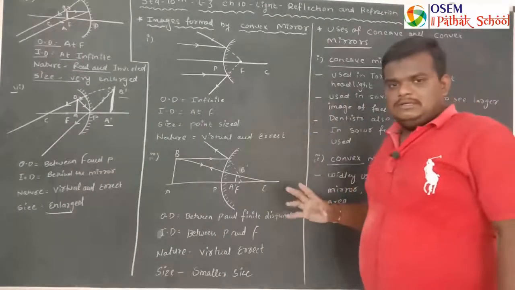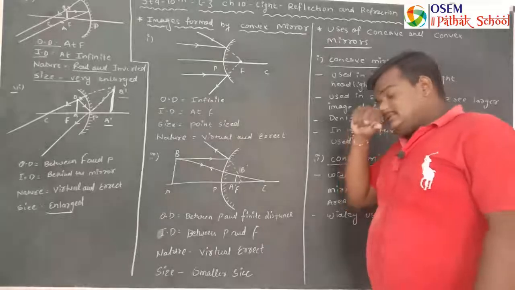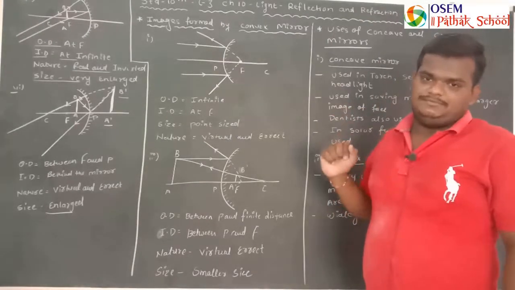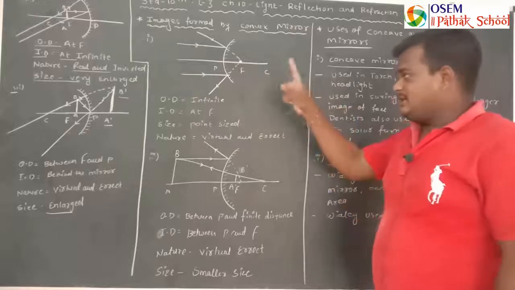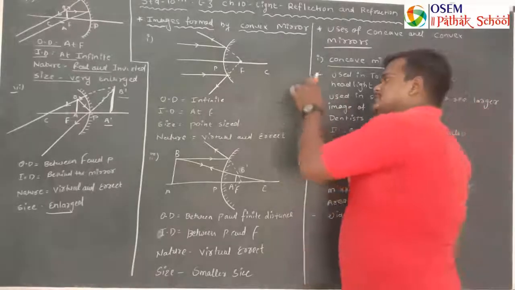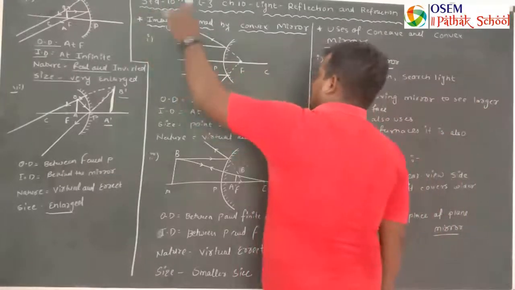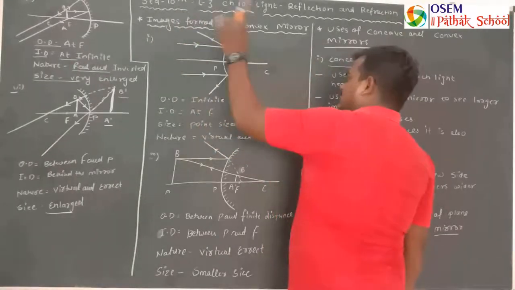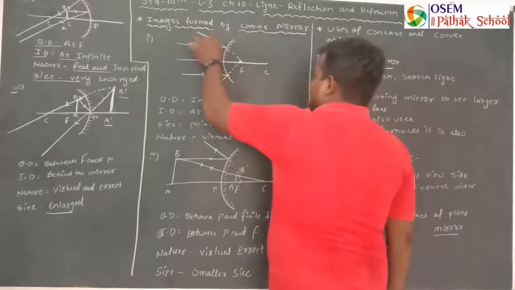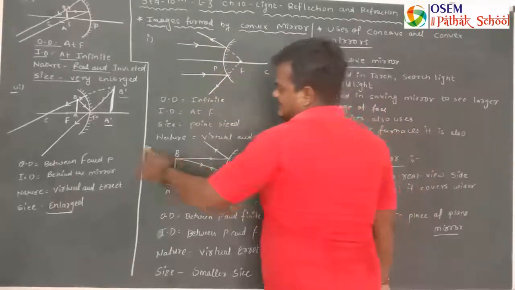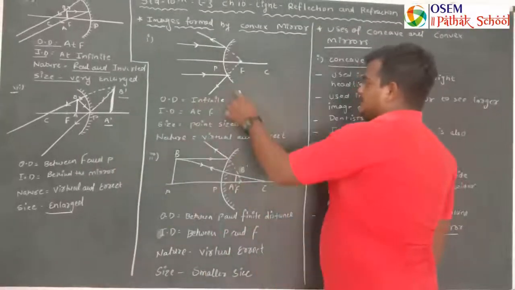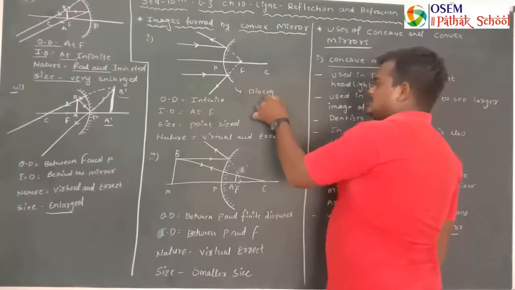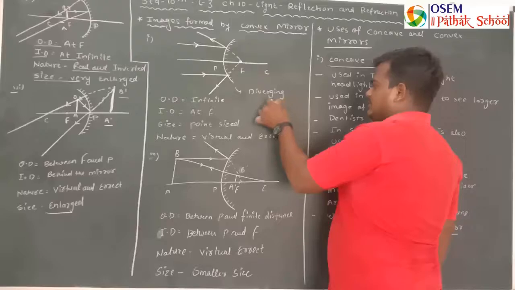Let's look. In this type of mirror, we just take 2 different positions of the object. This is given in your textbook. At the first position, the object is placed at an infinite distance. Rays come from infinite distance. We know that the concave is a converging mirror, and the convex mirror is also known as a diverging mirror.